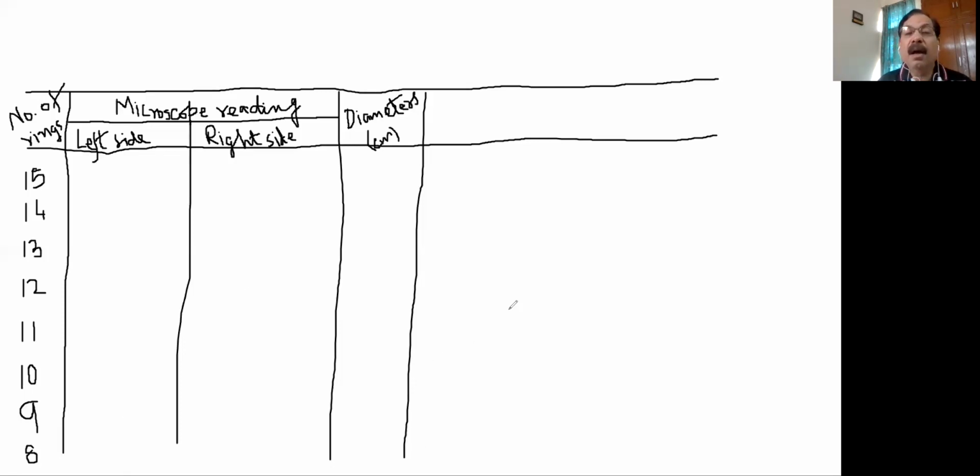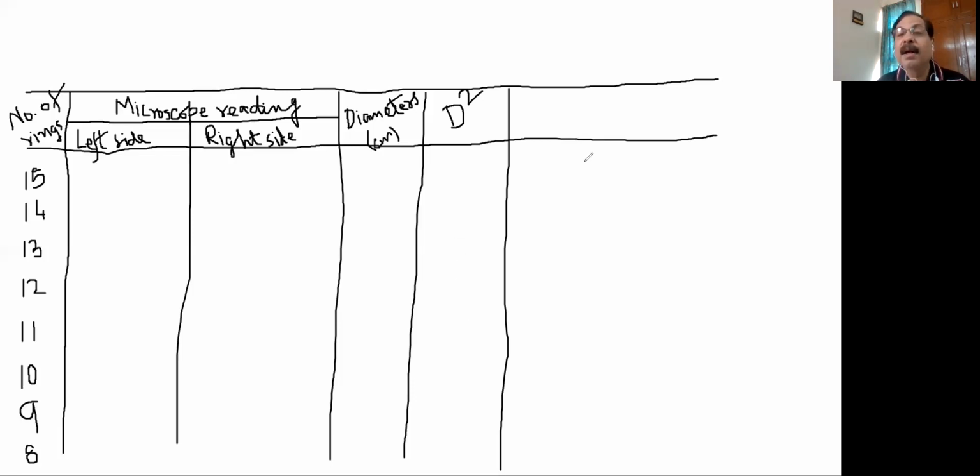Okay, now you will square this measured diameter. What is the diameter of the 15th ring, 14th ring, 13th ring? You will take the diameter square. I am writing capital D for diameter square. What is the square of the 15th diameter? What is the square of the 14th diameter of Newton's ring?